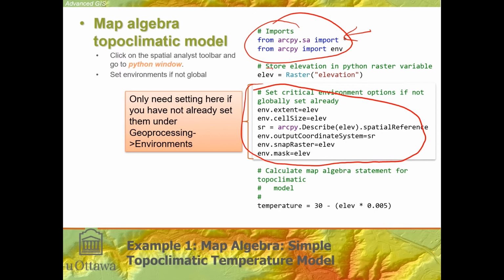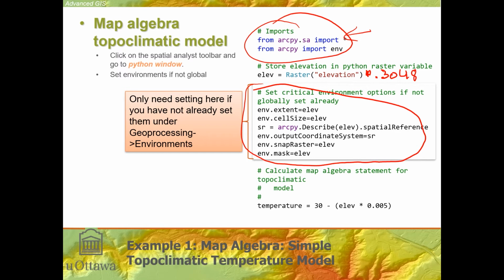So here we have essentially two statements. One is to create a raster variable, and that assumes here that elevation is in fact in meters. We know it's not, so we should probably have elevation times 0.3048. So that should be there.